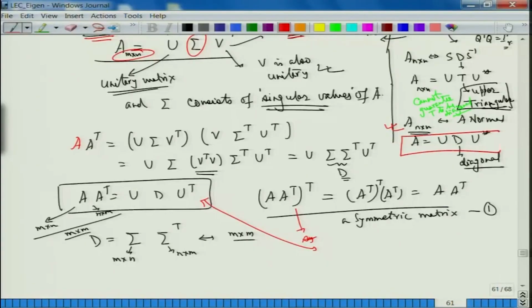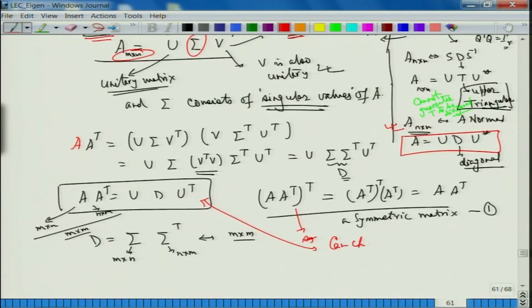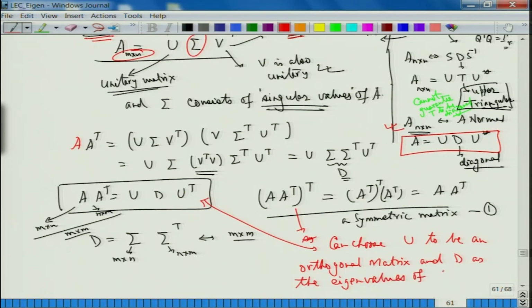This is what we said, that for normal matrices we already have this, and for Hermitian matrices we had something special. And what was that? That the eigenvalues are always real, and we can choose the eigenvectors to be in Rn itself. So, we can choose U to be an orthogonal matrix and D as the eigenvalues of A times A transpose. Is that okay? That is more important.